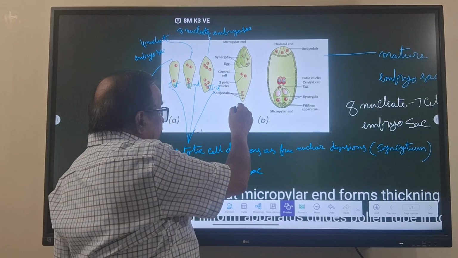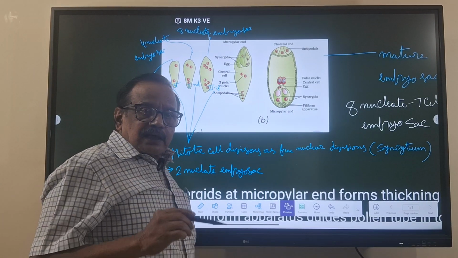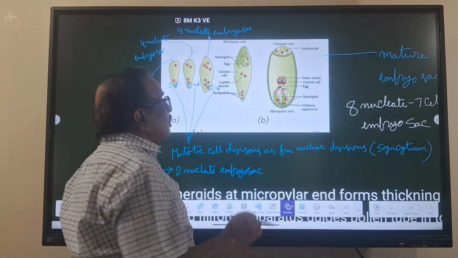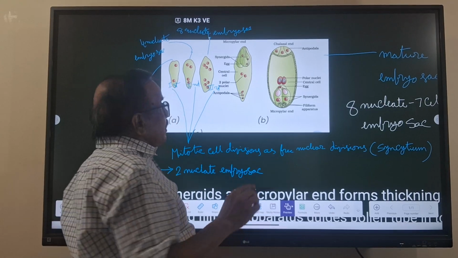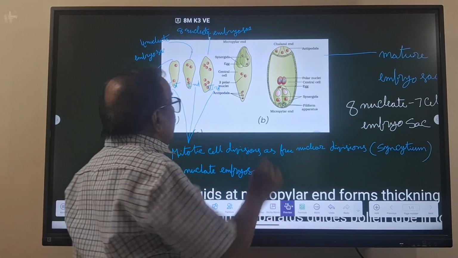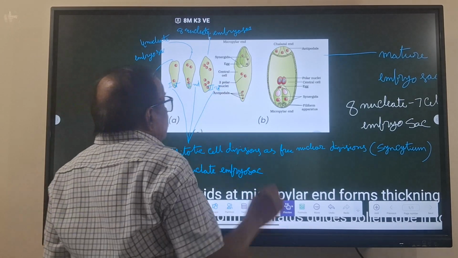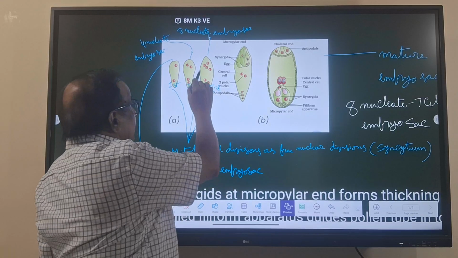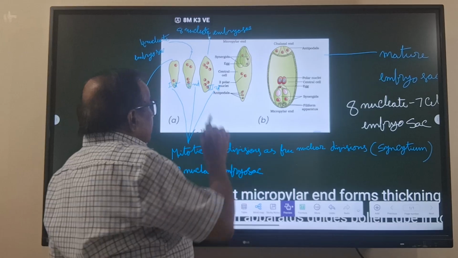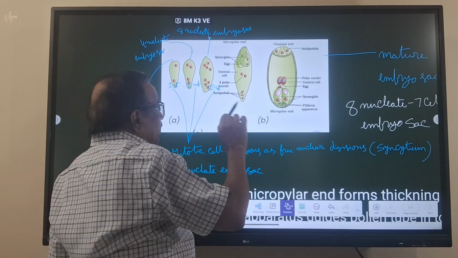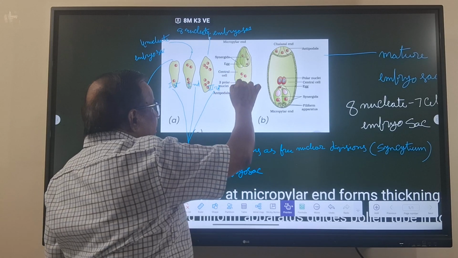The 3 cells on the chalazal side are called antipodals, and the 3 cells on the micropylar end are called the egg apparatus. Now 2 nuclei are left, because 4 had formed at each pole and 3 participated in the formation of the cells. The 2 nuclei which are left are present in this one, and this entire thing is called the central cell.